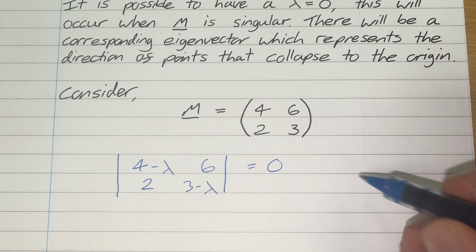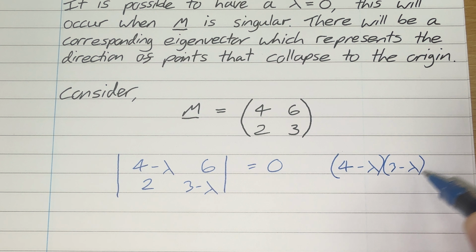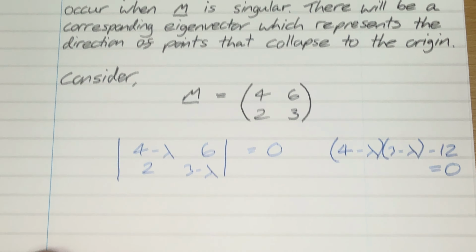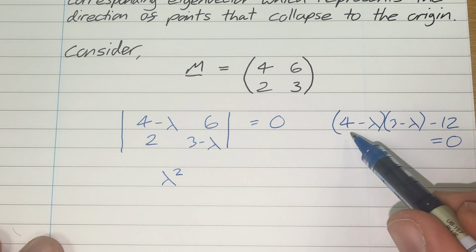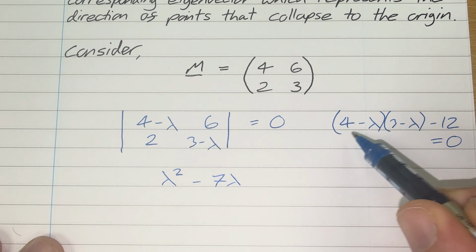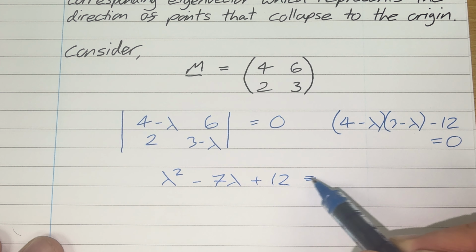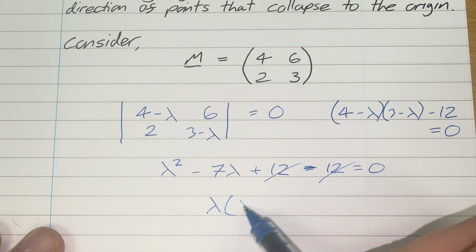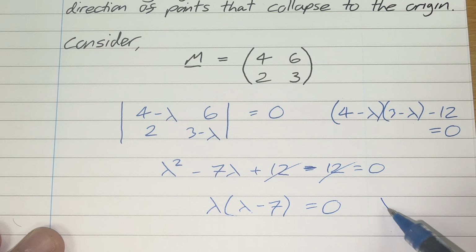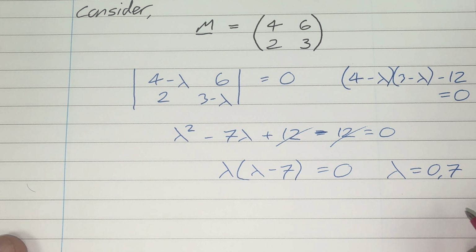So let's continue with this example and see where it goes. We're going to end up with (4 minus lambda)(3 minus lambda) minus 12 equals 0. That's going to give us lambda squared, then minus 4 lambda minus 3 lambda is minus 7 lambda, plus 12 minus 12, which I'll write for completion. Those two will obviously cancel, and we're left with lambda(lambda minus 7). So in this case, we have two lambda values, 0 and 7. And we just carry on the process as normal to calculate the eigenvectors.